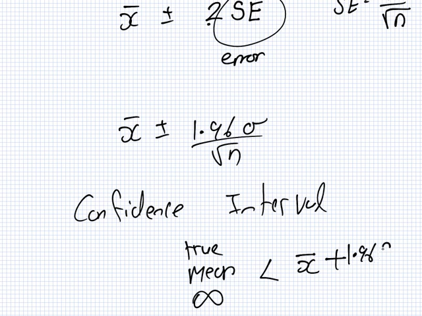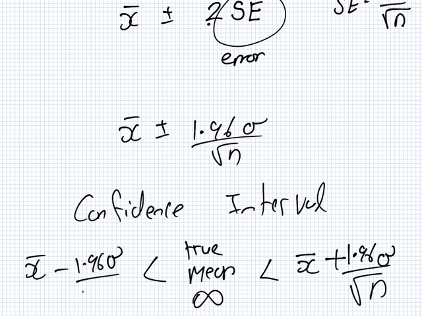I think I'll use S. That doesn't really matter. I can't remember which letter they use in the formula book. I have a feeling they'd use sigma though. Bigger than your average minus 1.96 your standard deviation over root n. So the true value of the mean average should be between these two numbers. Not 100% of the time, 95% of the time. So this is a 95% confidence interval.